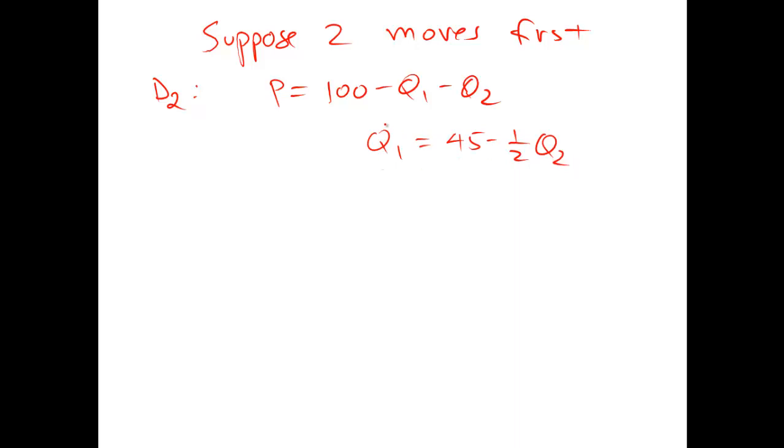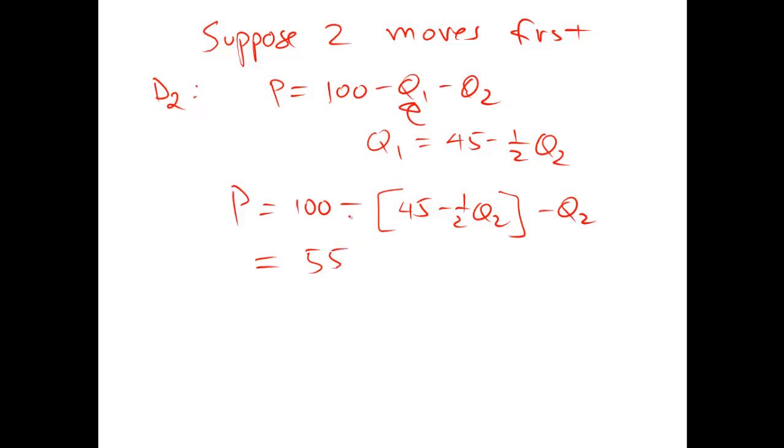So if we plug this in, we'll have what is effectively firm 2's demand curve. P equals 100 minus (45 minus 1/2 Q2) minus Q2. Now we can simplify that a bit. 100 minus 45 is 55. Then plus 1/2 minus 1, so it's minus 1/2 times Q2. So there's firm 2's demand curve. What is firm 2's marginal revenue curve then? Same intercept, 55, but twice the slope, so minus 1 times Q2.